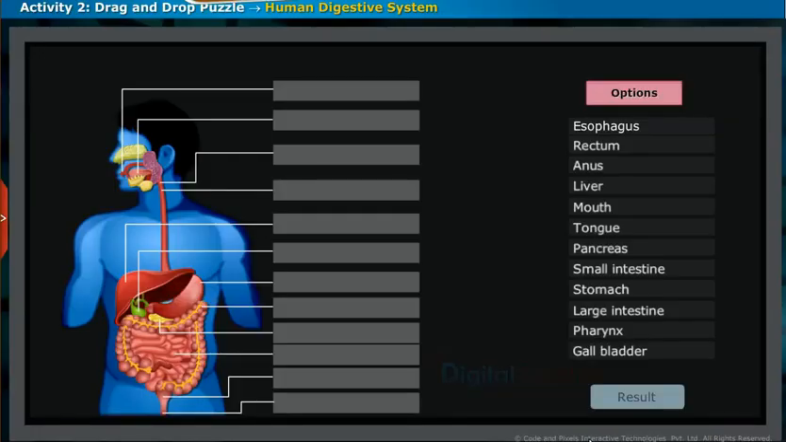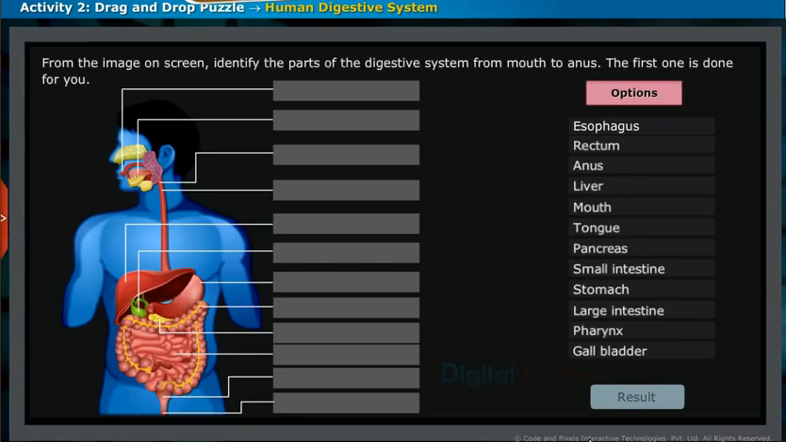Drag and drop puzzle. From the image on screen, identify the parts of the digestive system from mouth to anus. The first one is done for you.